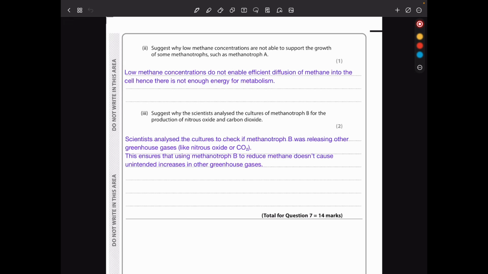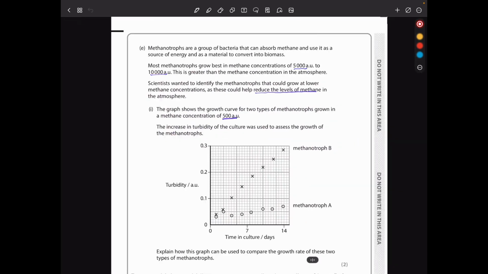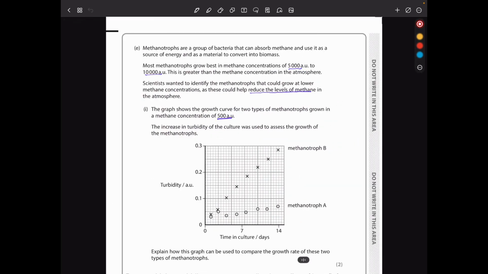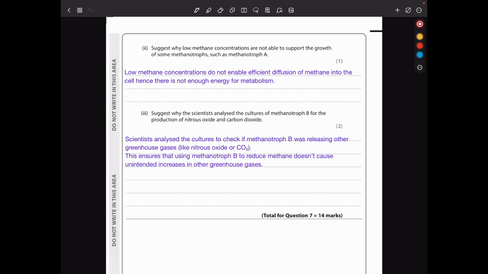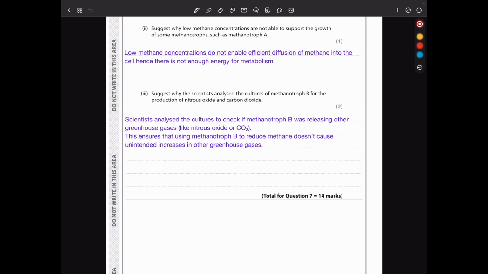Then they ask us to suggest why low methane concentrations are not able to support the growth of some methanotrophs, such as Methanotroph A. To answer this, we can go back to the beginning here. They said the methanotrophs use this as a source of energy and again for material in biomass. So meaning if we have a lower concentration of methane, then they will not have a sufficient amount to use in metabolism. So I said low methane concentrations do not enable efficient diffusion of methane into the cell, hence there is not enough energy for metabolism.